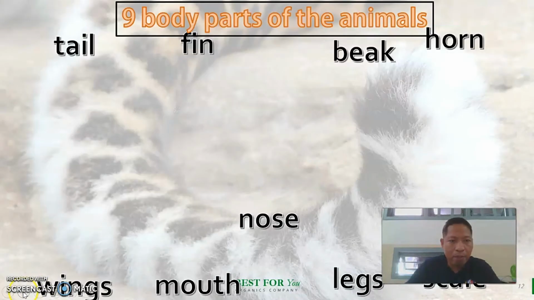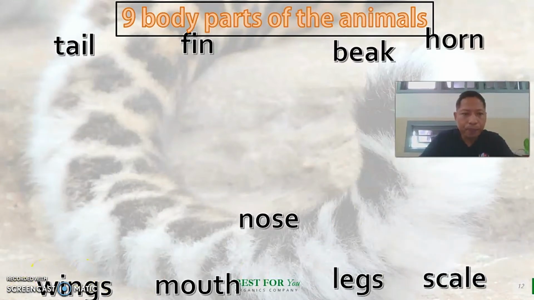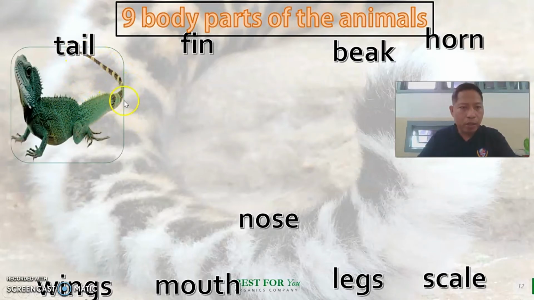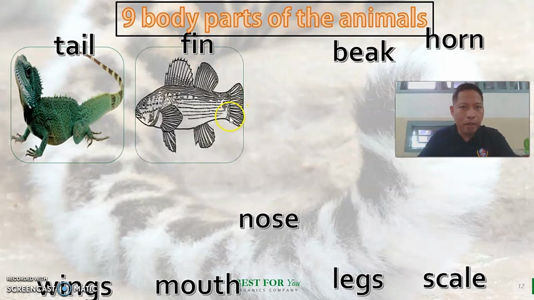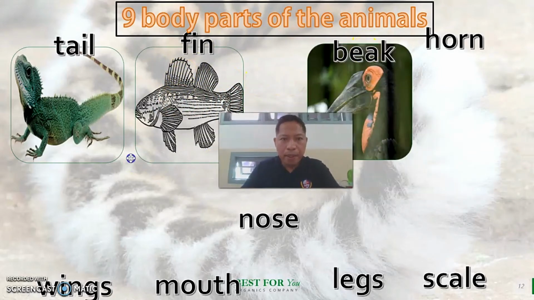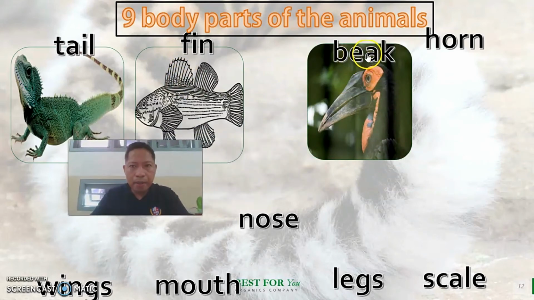So let's recap all what we have learned today. Okay, spell please. T-A-I-L, or tail. Look here. We have a long elongated tail of this echo. Tail. Okay, next, F-I-N, or fin. This one is a fin. Remember that. Next is a beak. B-E-A-K, or this one is a beak.